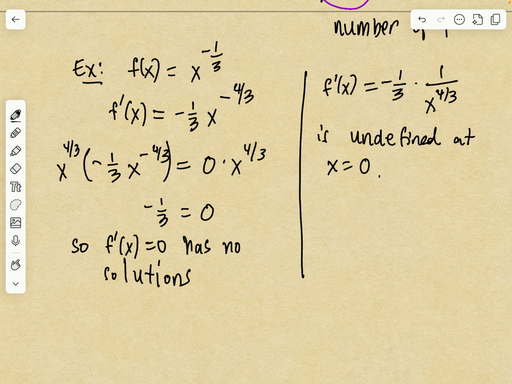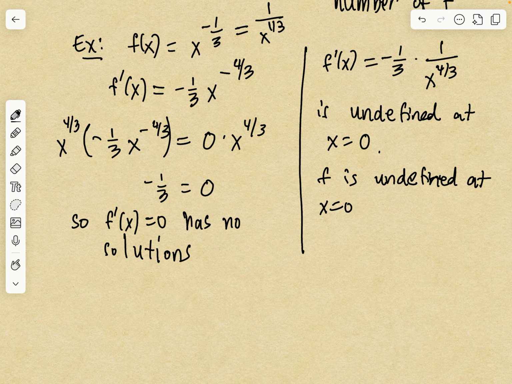Well, the answer is no, because I can think of this as, how can I rewrite this? I have a negative exponent, so how can I rewrite this as a reciprocal? It's the reciprocal of x to the 1/3. So f is undefined. F is the original function at x equals 0 because I get 0 in the denominator.